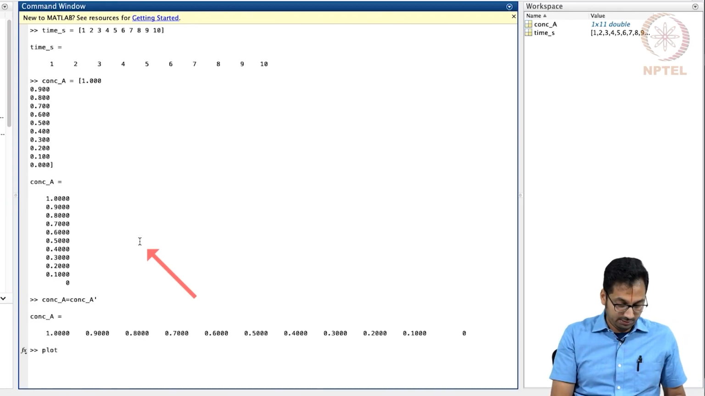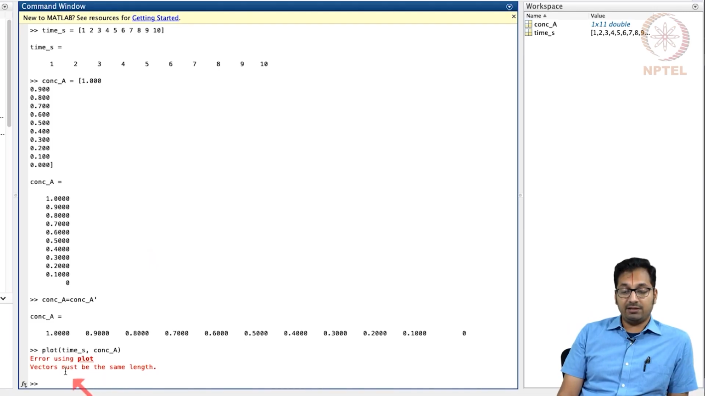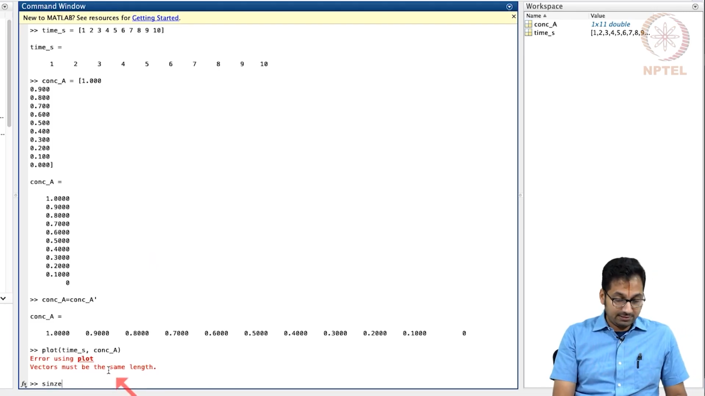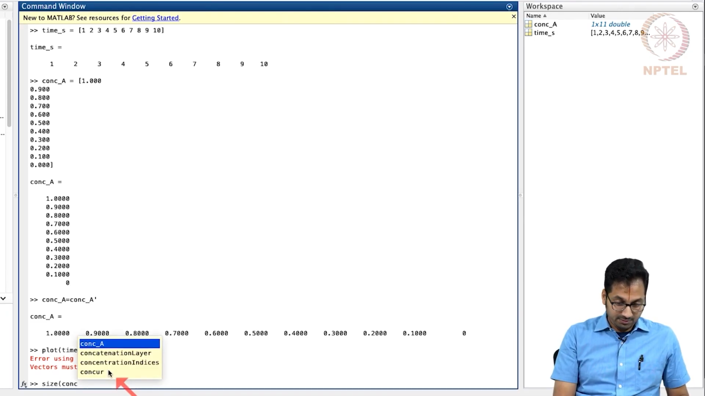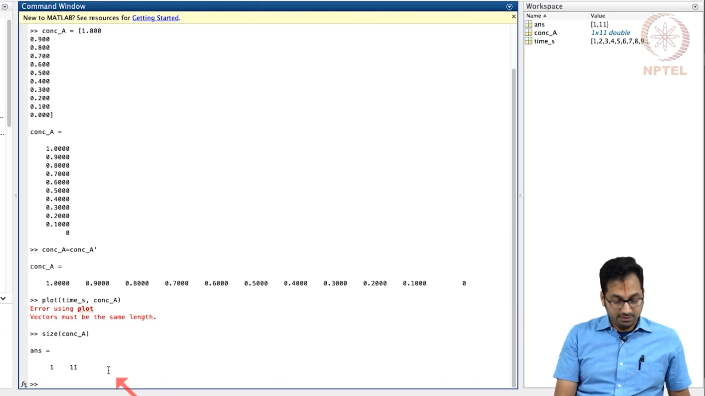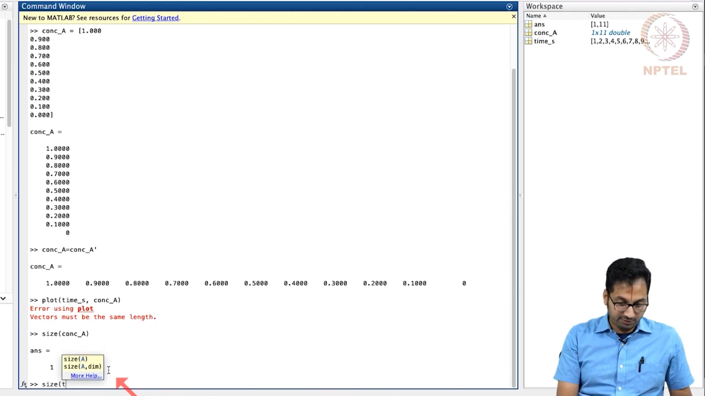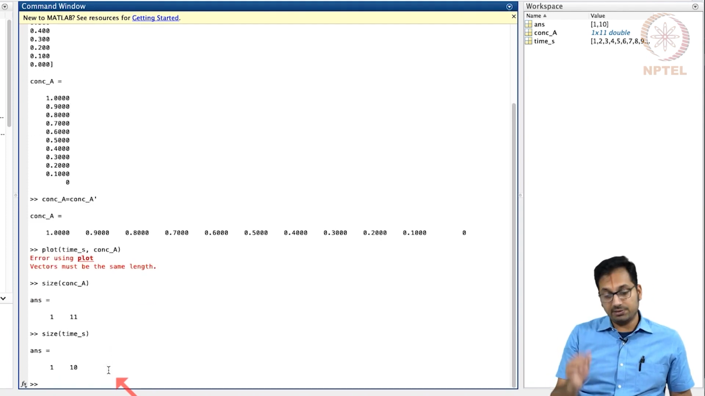We can try to plot now time underscore s in the x-axis and concentration of A. Okay, so it's giving you an error that says the vectors must be of the same length. Let's take a look at the length of the vectors. You see that concentration of A is a 1 by 11 vector, while time underscore s is 1 by 10. So this is something not okay.